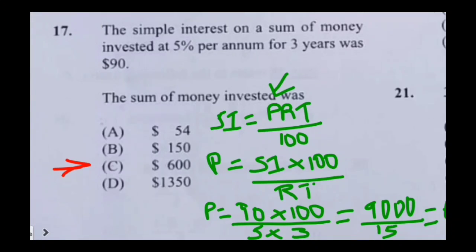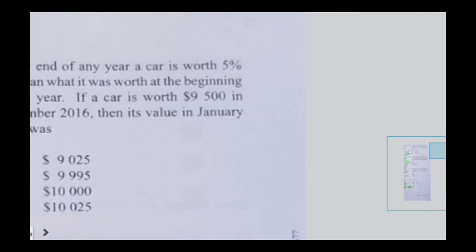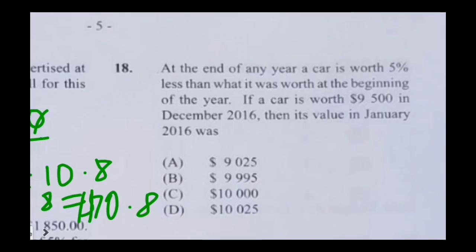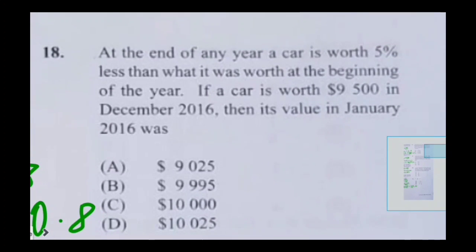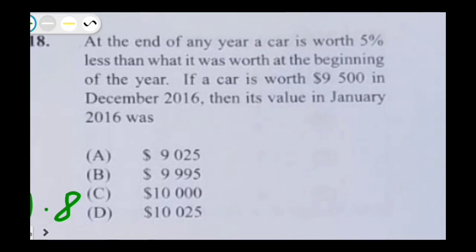Moving on to question number 18. And it says, at the end of any year, a car is worth 5% less than it was worth at the beginning of the year. If a car is worth $9,500 in December 2016, then its value in January 2016 was... So we need to find the value of this car at the start of the year, in January 2016. Since it's worth 5% less, we know the value in January is going to be higher than 9,500. That's for a fact. So A was already automatically eliminated from our answers.